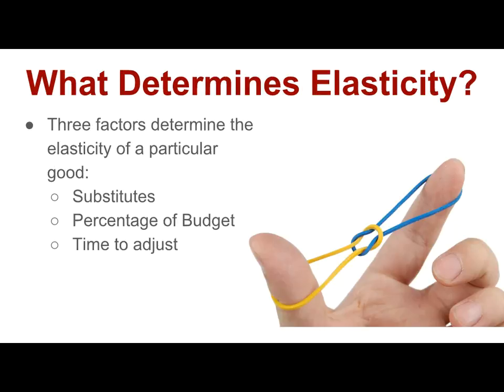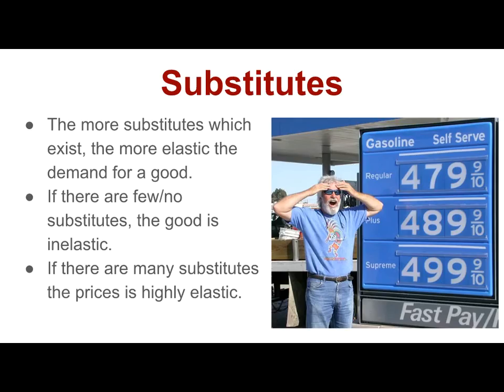Now, what determines elasticity? We've already talked a little bit about one of these. We're going to be looking at three factors that are the primary determiners of the elasticity of a particular good. That is substitutes, percentage of your budget, so how much of your money is going toward a particular product, and the time a consumer has to adjust to the changes in price.